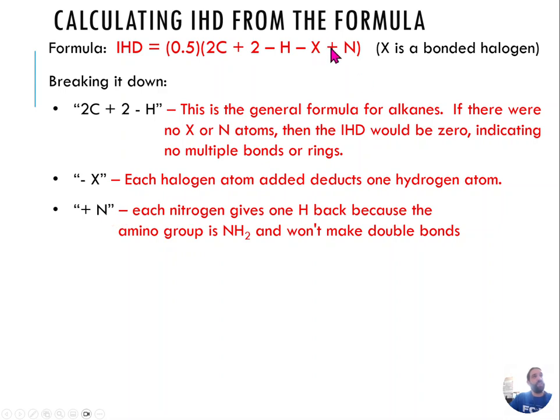And if it's nitrogen, we add nitrogen because nitrogen will give us 1 hydrogen back, because nitrogen likes to make 3 bonds. So that amino group will be NH2 or NH, which means when you bond it, it always comes with a single hydrogen.